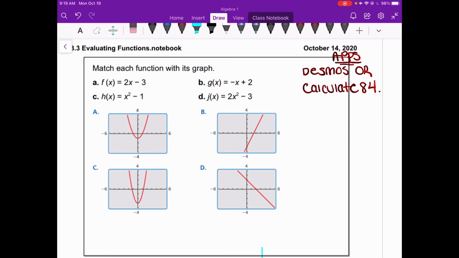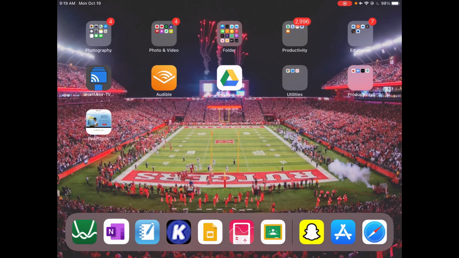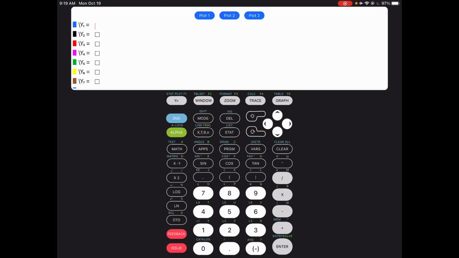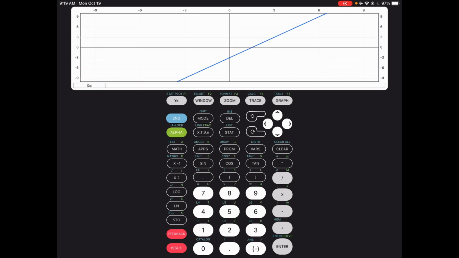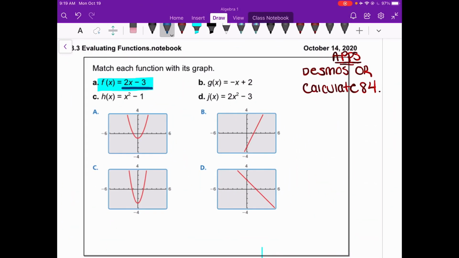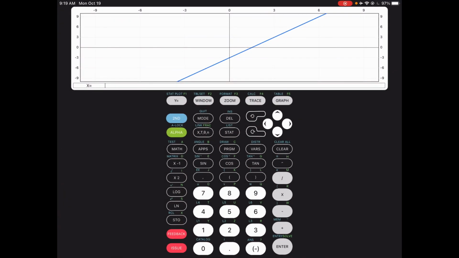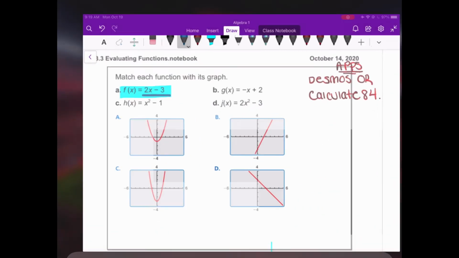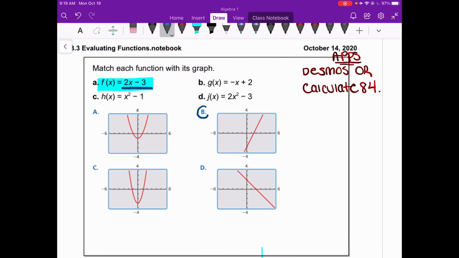So for the first one, it says f of x equals 2x minus 3. This is what goes into the y equals of my calculator. I go to y equals, I type in 2x minus 3, graph, and I have a line. So when I match it, I know that I'm looking at the line that's going from left to right, going upwards. It has a positive slope or rate of change. So that would be B. Okay, try that for the next 3 and then check your answer.